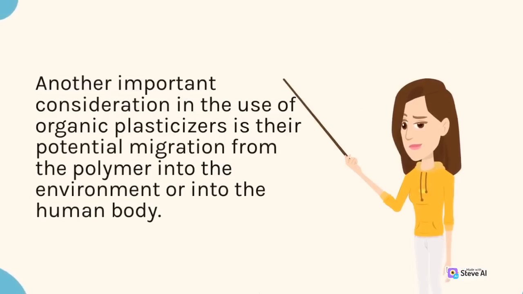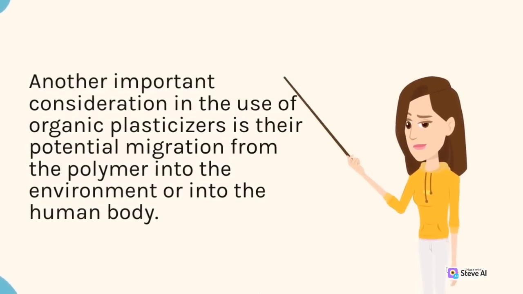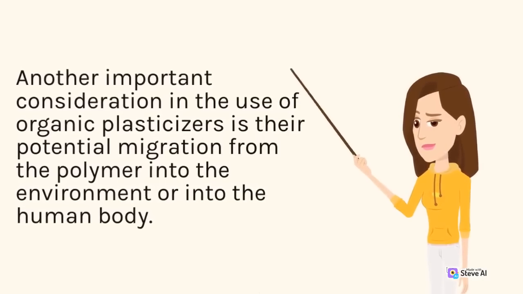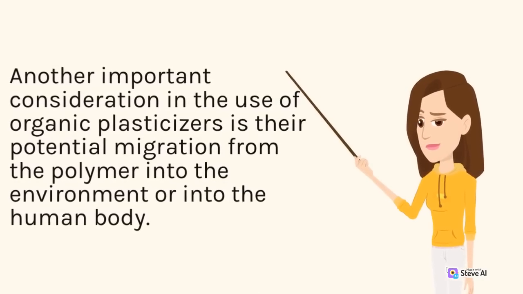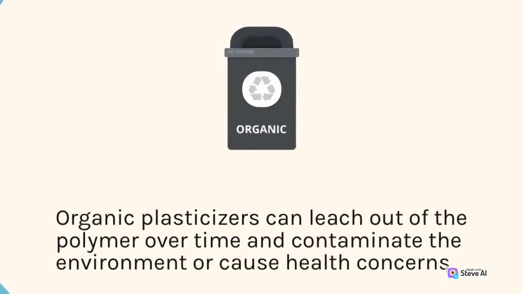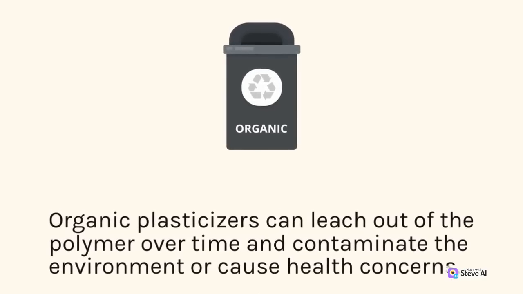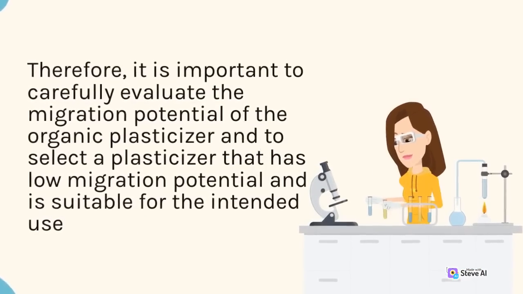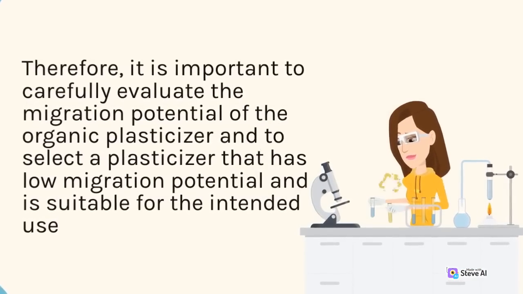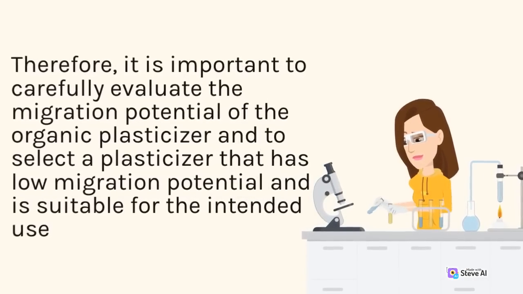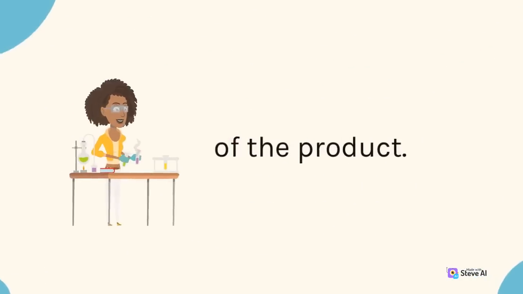Another important consideration in the use of organic plasticizers is their potential migration from the polymer into the environment or into the human body. Organic plasticizers can leach out of the polymer over time and contaminate the environment or cause health concerns. Therefore, it is important to carefully evaluate the migration potential of the organic plasticizer and to select a plasticizer that has low migration potential and is suitable for the intended use of the product.